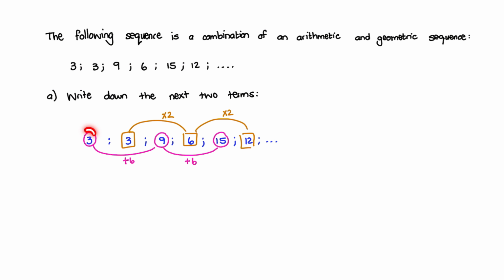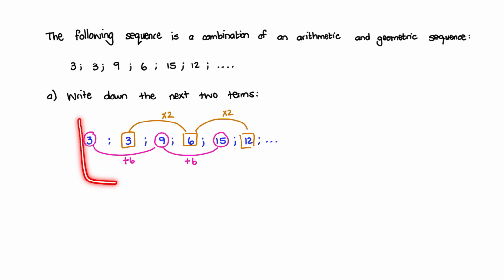Do you notice that if this is a combination, from term 1 to term 3, we are adding 6. Then from term 3 to term 5, we are adding 6 again. So that's a constant difference between every second term. Then from the second to the fourth term, we are multiplying by 2. And from the fourth to the sixth term, we are also multiplying by 2.